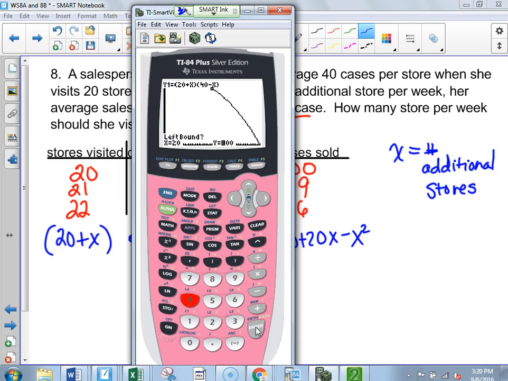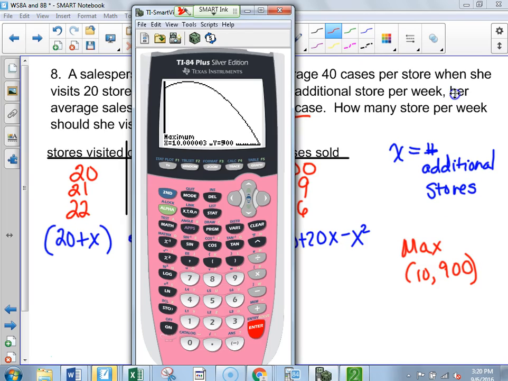Now it asks for left bound and right bound. I'm just going to go with it's somewhere between 0 and 40. You could just scroll around if you want. It's not really a very good window because it's cut off at the top. But did someone else find a maximum of 10? 9.9999. Okay. So I got 10.00003, but the max is about 10, 900.